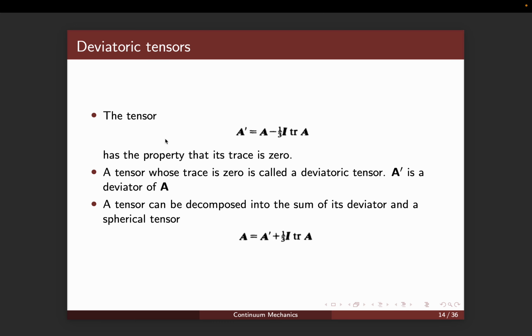So what is a deviatoric tensor? A tensor of this form has the property that its trace is 0. You take the trace of A multiplied with the identity, and since it is second order, we take 1 by 3. Then this matrix has trace 0. So a tensor whose trace is 0 is called a deviatoric tensor. A prime is the deviator of A. A tensor can be decomposed as the sum of its deviator and a spherical tensor. Spherical tensor is this identity matrix with a coefficient.